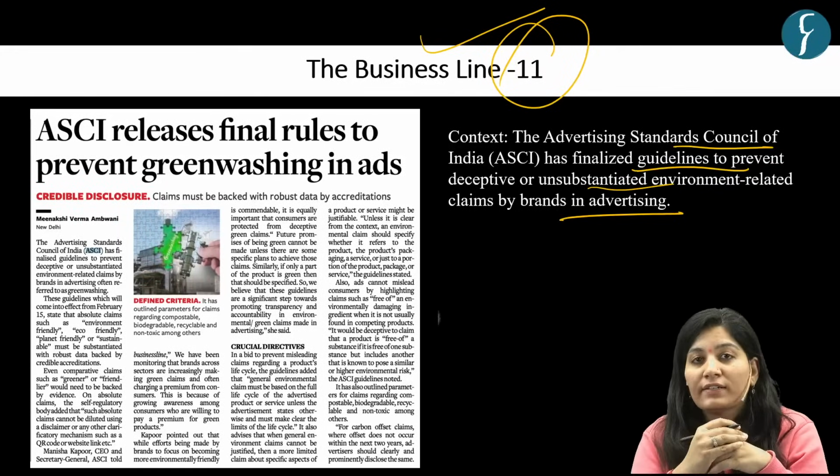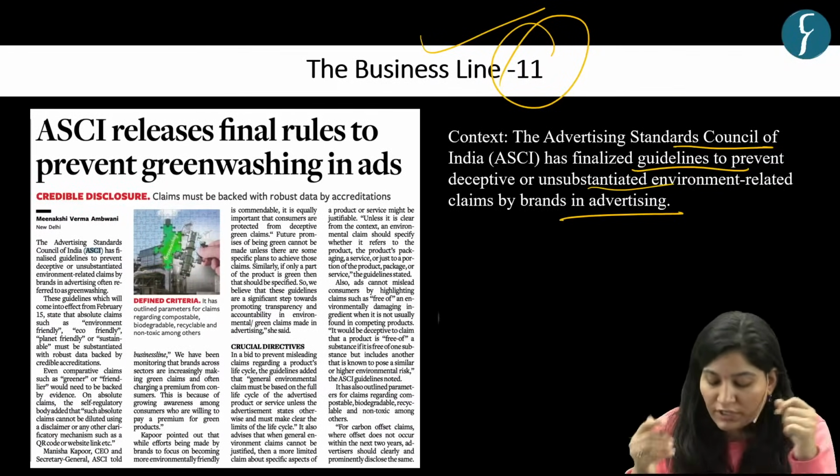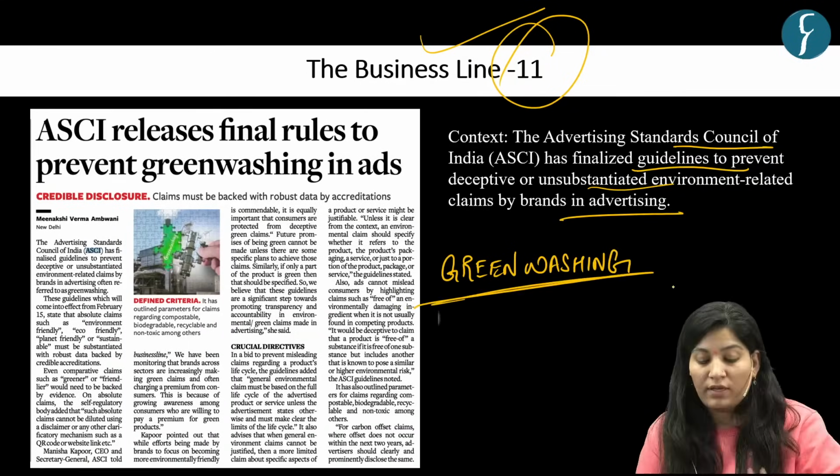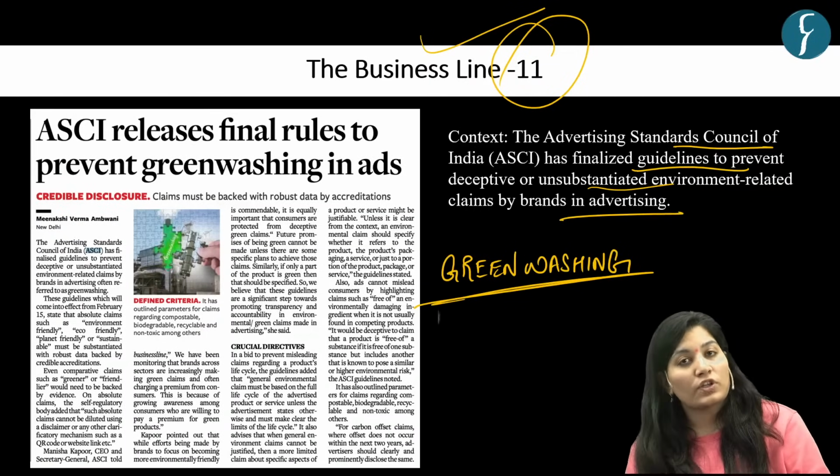Now here in this article, there is one term, greenwashing. And even UPSC framed a question on the same term.